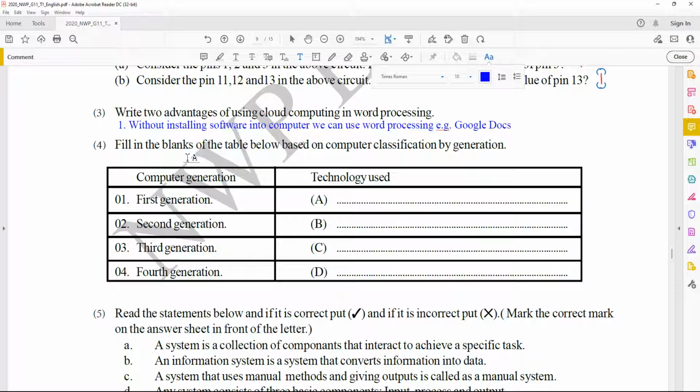Can you tell me there are 3 services when you are using cloud computing? Can you tell me what are the 3 services, or 3 facilities, provided by cloud computing?